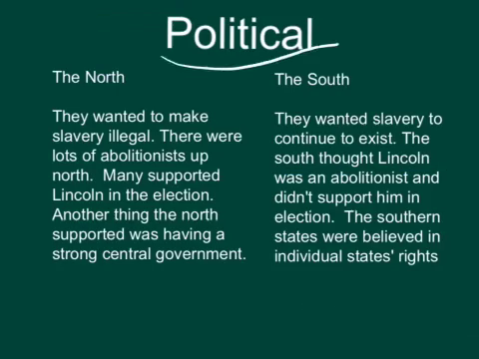Political differences. In the North, they wanted to make slavery illegal. There were lots of abolitionists up north, like Abe Lincoln. They supported him in the election. Another thing the North supported was having a strong central government.